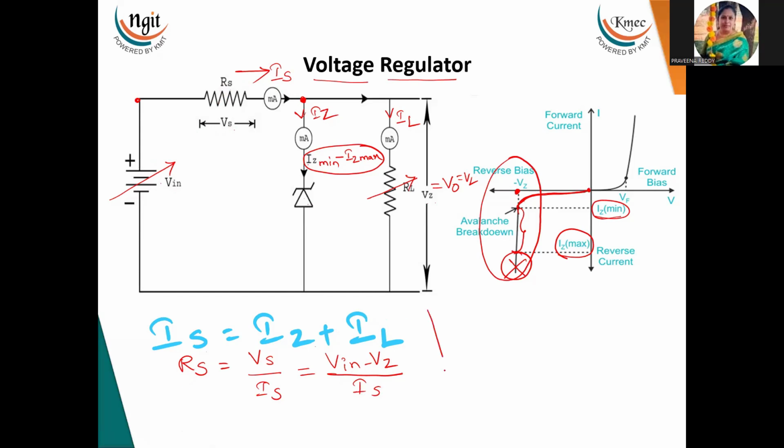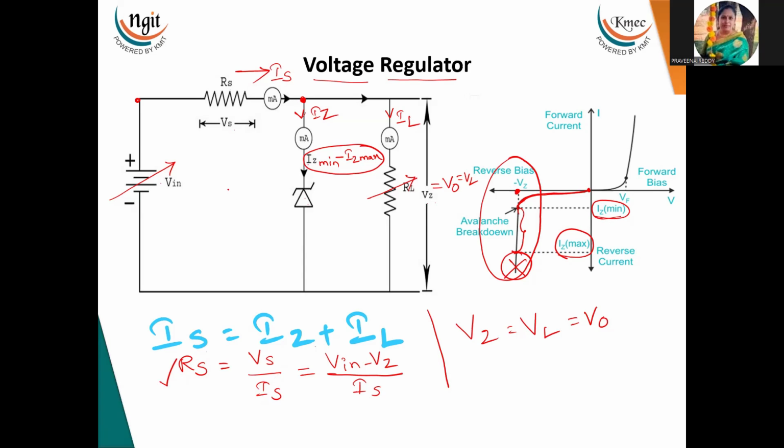Now here the diode and load are both connected in parallel. That's why here VZ is equal to VL. Or if we want to represent this as the output voltage, you can also call it V naught. So like this, we have to design the RS value for the regulator.